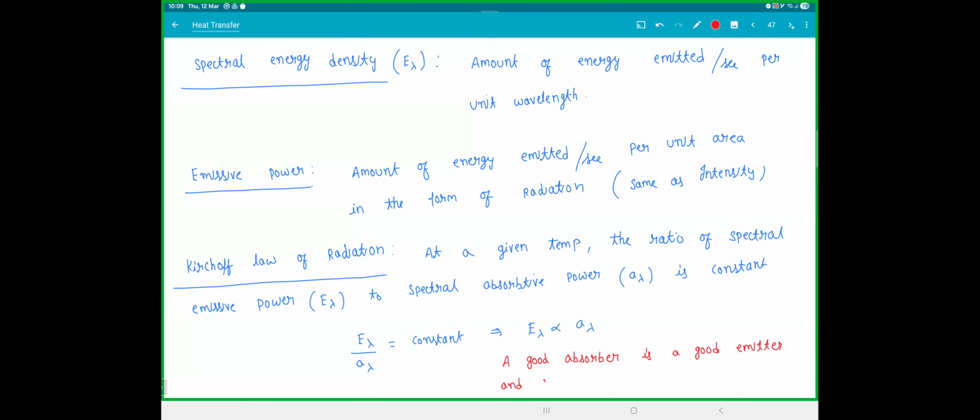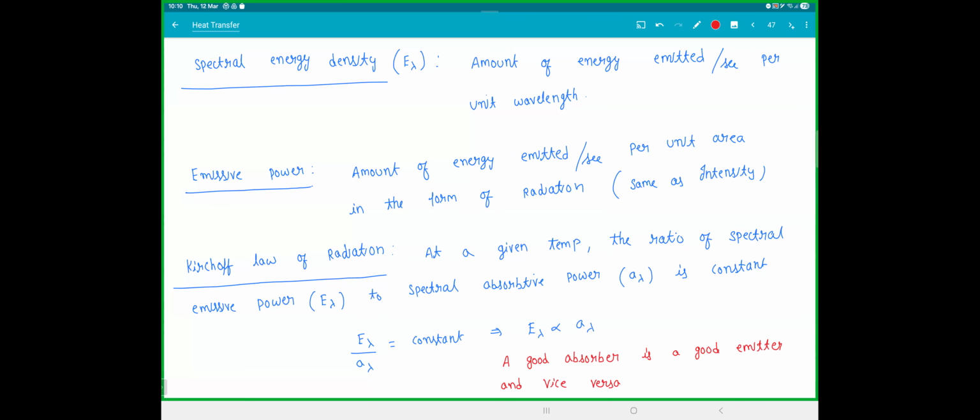But just think about this. Let's say you have a body which is a good absorber but a bad emitter. What do you think will happen? You will keep absorbing more and more, but you will emit less and less. So the temperature of the body will keep on rising. Clear with this?